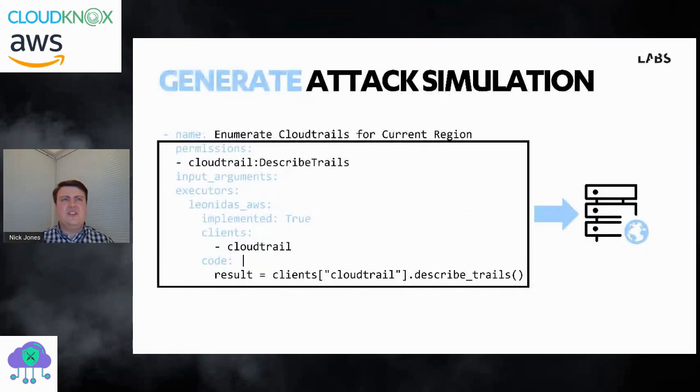So from these definitions, we define the actual test case itself. In this particular case, this is an AWS test case. We're looking at enumerating cloud trails, which as an attacker you probably want to do to see if you're being monitored or not. So we've got a single line of code here, Python calling the describe trails API function on the CloudTrail APIs in AWS.